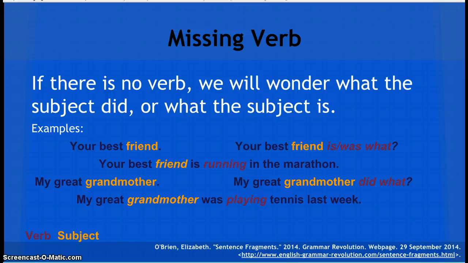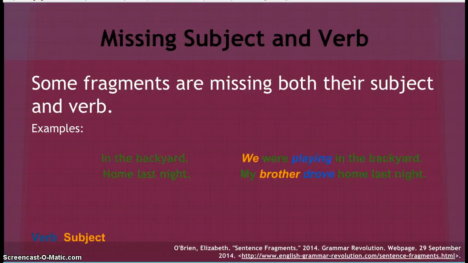My great-grandmother. My great-grandmother did what? My great-grandmother was playing tennis last week. This is now a proper sentence that contains a subject and a verb. Some fragments are missing both their subject and verb.